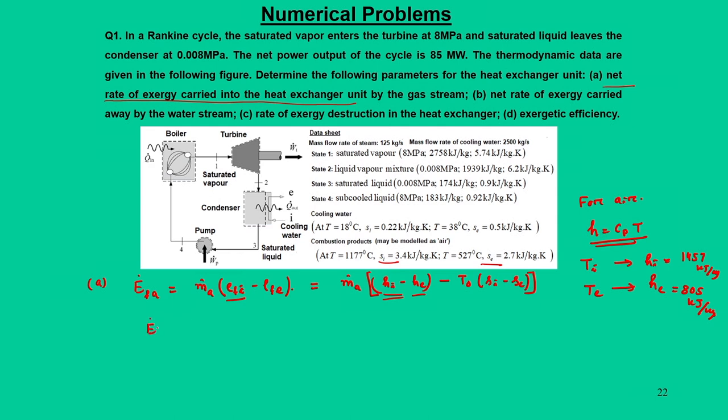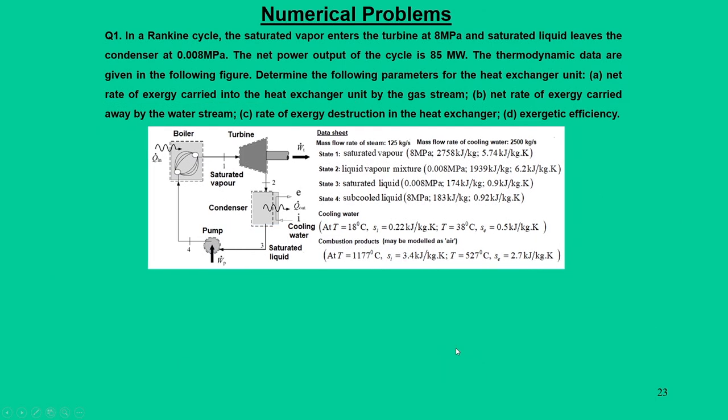So, we can find E dot F A equal to m dot a, which is already 494, times (1457 minus 805, minus T0, which is 25 degree centigrade, that is 298, into (3.4 minus 2.7)). So, E dot F A can be calculated as 219040 kilojoule per second. So, approximately the exergy carried by the air stream into this heat exchanger unit or boiler unit is approximately 219 megawatt.